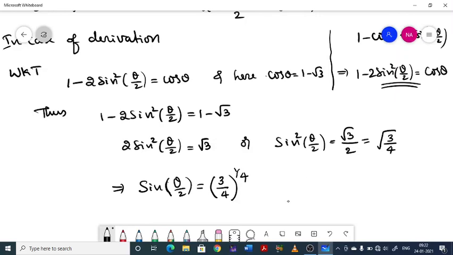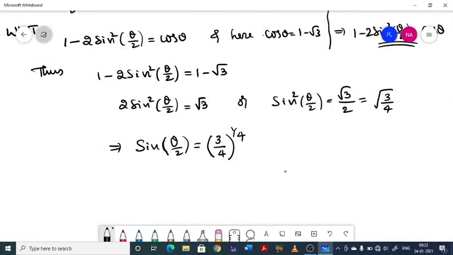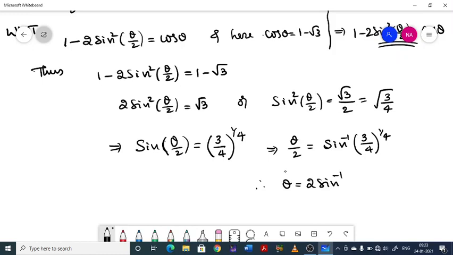So we got theta by 2 equal to sin inverse of (3 by 4) whole power 1 by 4. Therefore theta equal to 2 times sin inverse of (3 by 4) whole power 1 by 4.